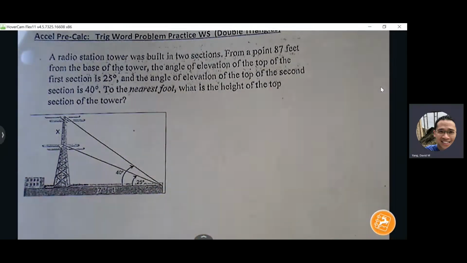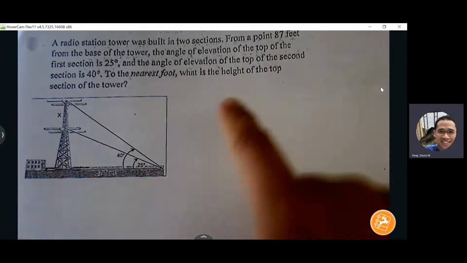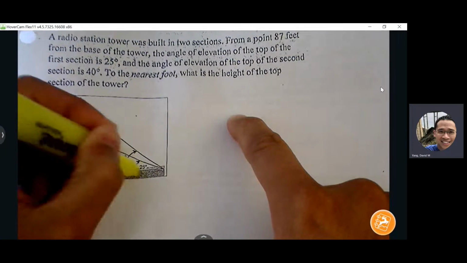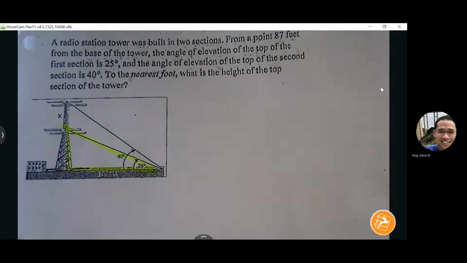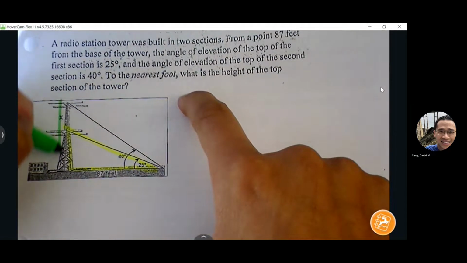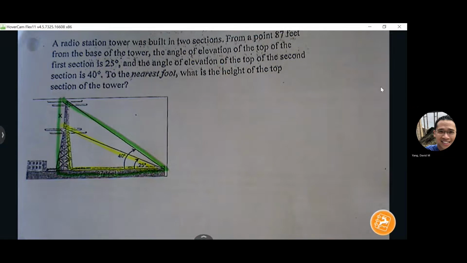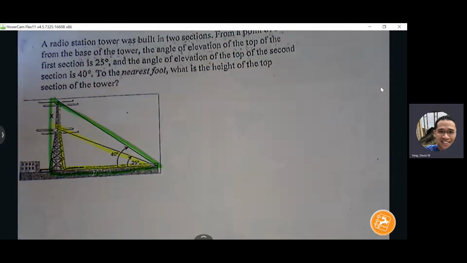Okay, so we always want to force two triangles out of this. We don't want to try to do too much at one time. So I'm going to draw two triangles separately. One triangle I'll highlight in yellow, and the second triangle I'll highlight in green. Okay, so let's draw the two triangles.